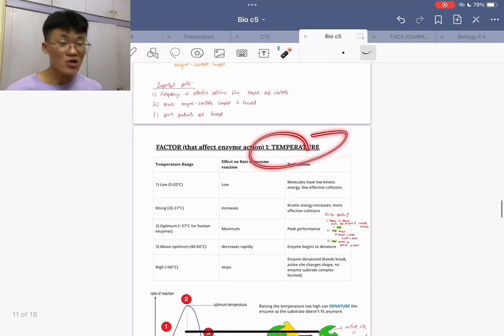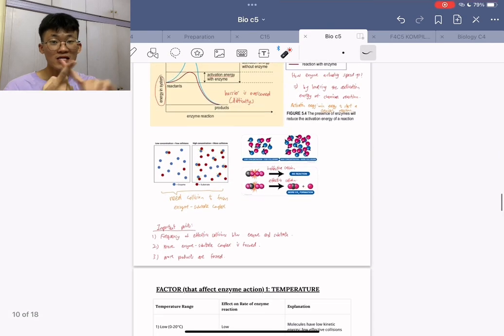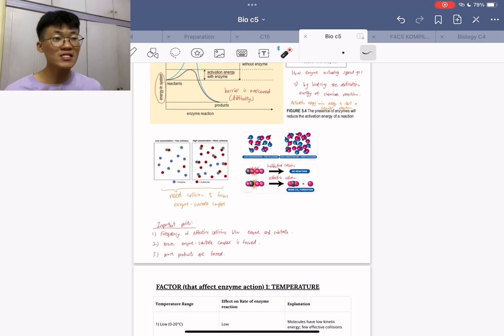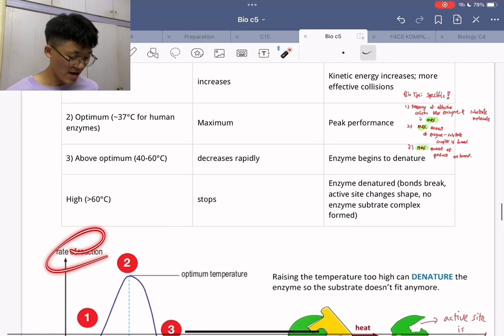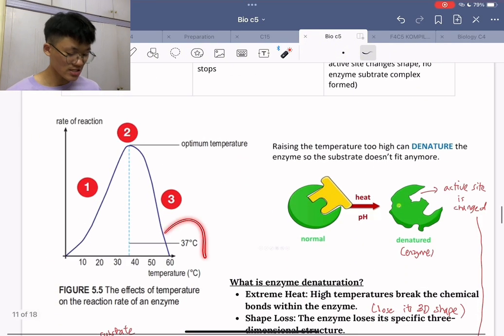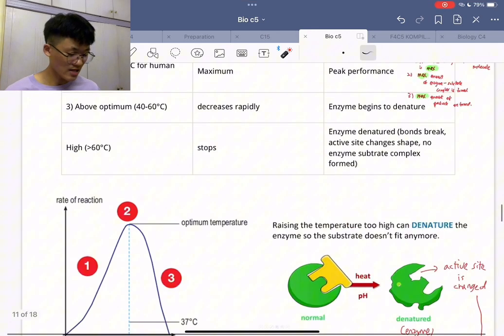And temperature, very easy. Kinetic energy increases, frequency of effective collisions increases, and then the rate of reaction is maximum at 37 degrees Celsius. That's all for the factors. That's all. Thank you.